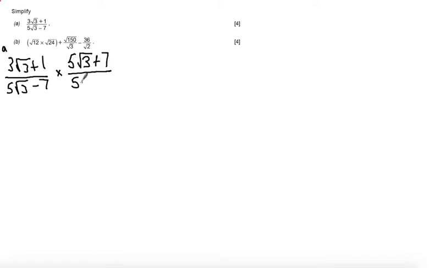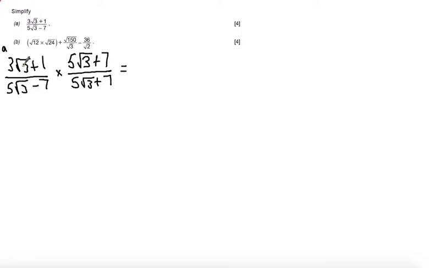Simplify (3 root 3 plus 1) over (5 root 3 minus 7). This is part A. The way we simplify this is I need to multiply both top and bottom of this fraction by the conjugate of the denominator. The conjugate of the denominator is 5 root 3 plus 7. It's exactly the same values, it's just that we change the sign in the middle, so (5 root 3 plus 7) over (5 root 3 plus 7).